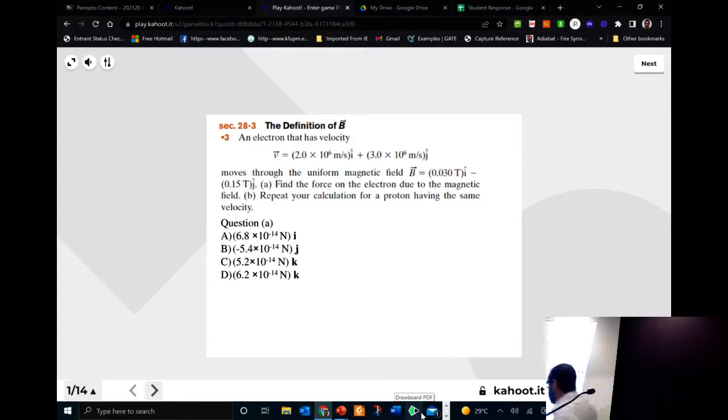If you cannot read it, let me read it. An electron has a velocity v = 2×10^6 i + 3×10^6 j. It moves through a uniform magnetic field given by 0.03 i + 0.15 j Tesla. Question A is find the force on the electron due to the magnetic field. And question B, repeat the calculation for a proton. So your answer A.